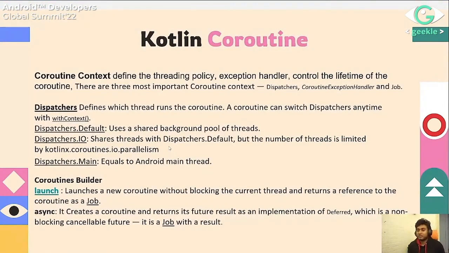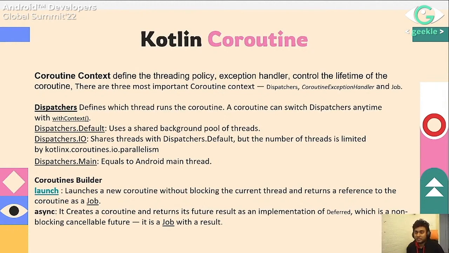So in coroutine scope, we need to provide the coroutine context. Coroutine context defines the threading policy, exception handler, and controls the lifetime of the coroutine. There are three most important coroutine contexts: one is dispatcher, coroutine exception handler, and the job. Dispatchers define which thread runs the coroutine. A coroutine can switch dispatcher anytime.